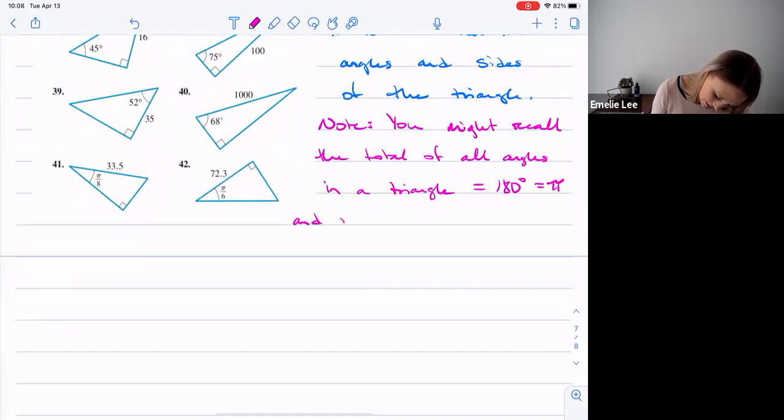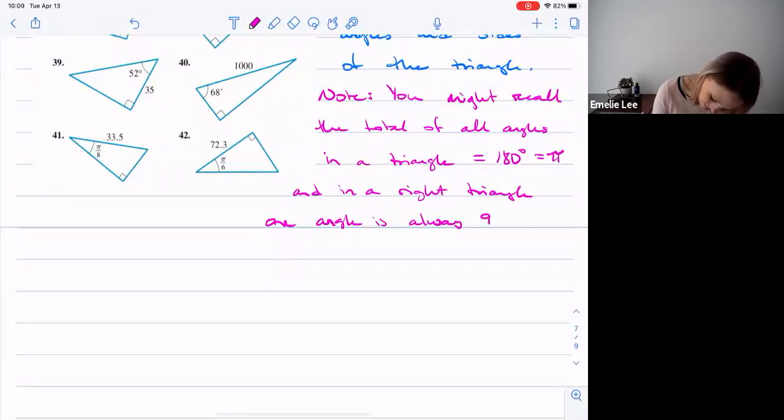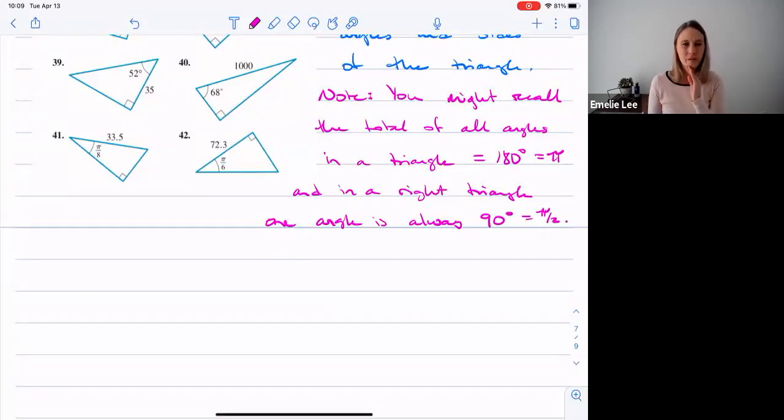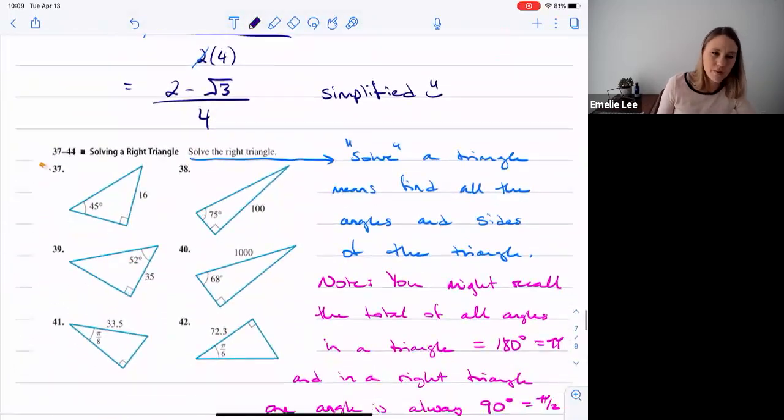And in a right triangle, one angle is always 90 degrees or pi over 2, right? So half of that is already kind of eaten up by that right angle. Okay, so this means, wait, what happened there?